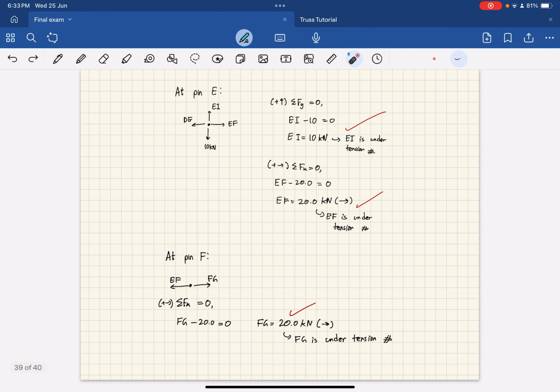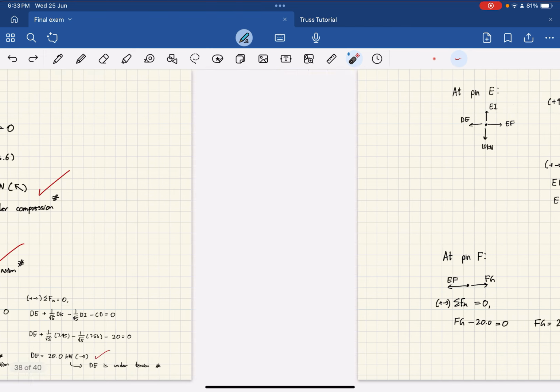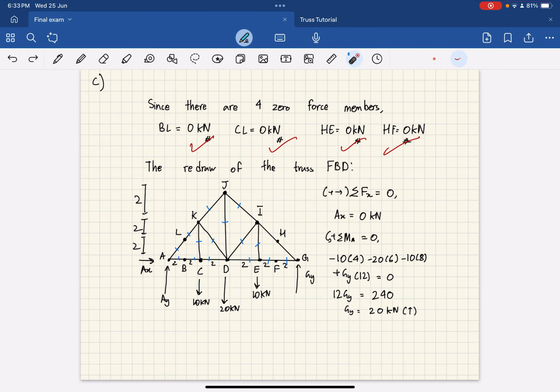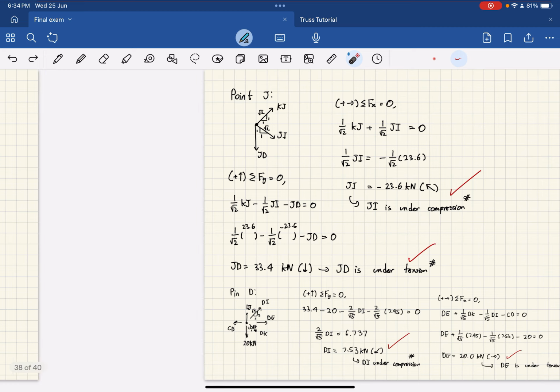Okay, after pin D you have pin E also, where you'll find EI and EF, where EI is under tension, EF is under tension as well. Pin F also, you find that FG is under tension, remember FG is under tension as well, right? We're gonna analyze pin E, then pin F, right? You find all the trusses. Then automatically you can find point G, and you can find H and I also.